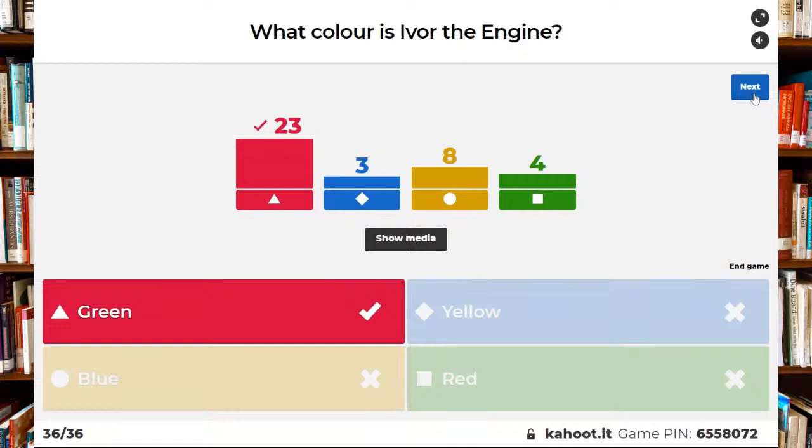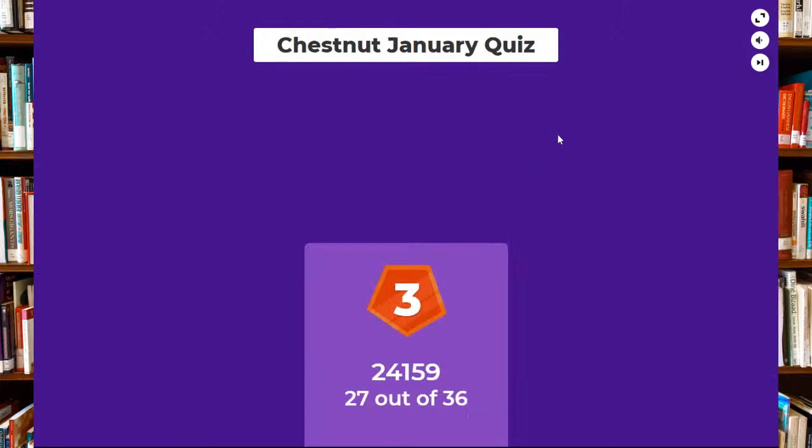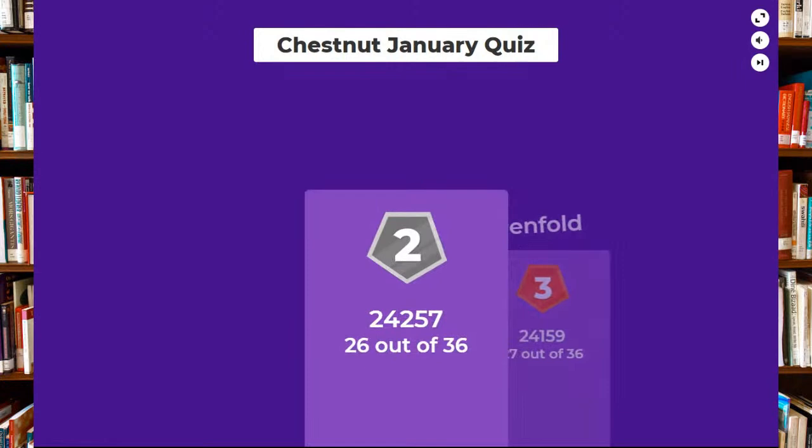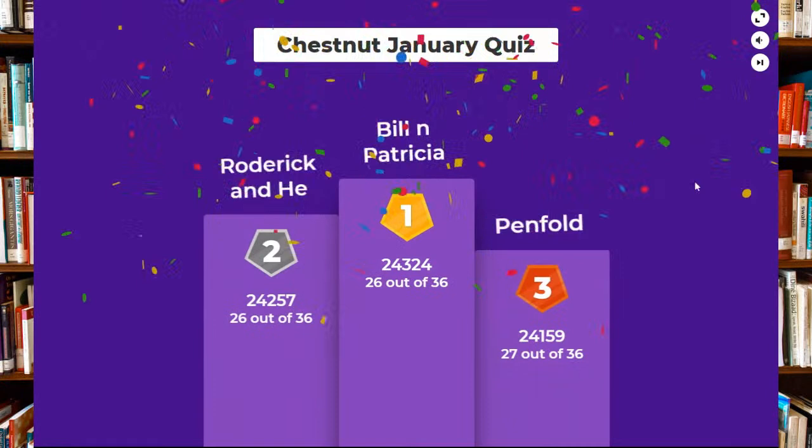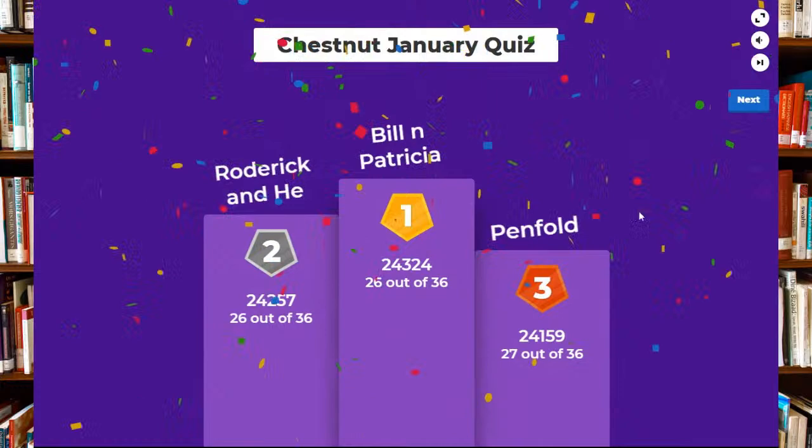Are you ready? Last time I forgot to put it on the screen, so it's definitely on the screen this time. Here we go. Da-da. Here's the podium. In third place, Penfold, 27 out of 36. Roderick and Helen in second place. And in first place, Bill and Patricia. Well done. Now look at that. That's how the Silk in fourth place twists and turns in fifth place.